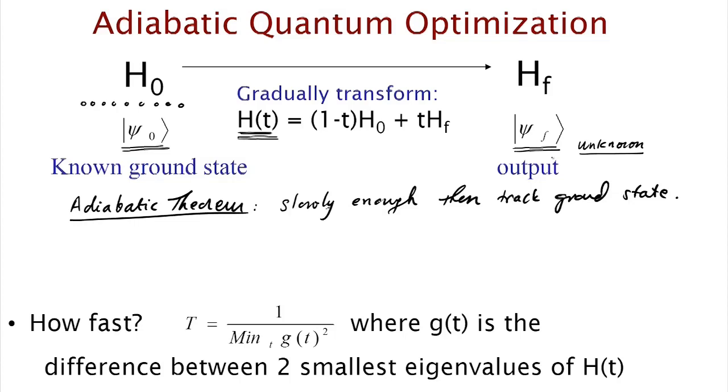Well, the limit in the adiabatic theorem is that the total time that you take must scale as 1 over the square of the gap, the spectral gap. What's g of t? Well, g of t is the difference between the two smallest eigenvalues of H of t. So it's the difference between the ground energy and the first excited energy, the gap between the two energies. And so you find the time when this gap becomes the smallest and you take 1 over the square of that gap.